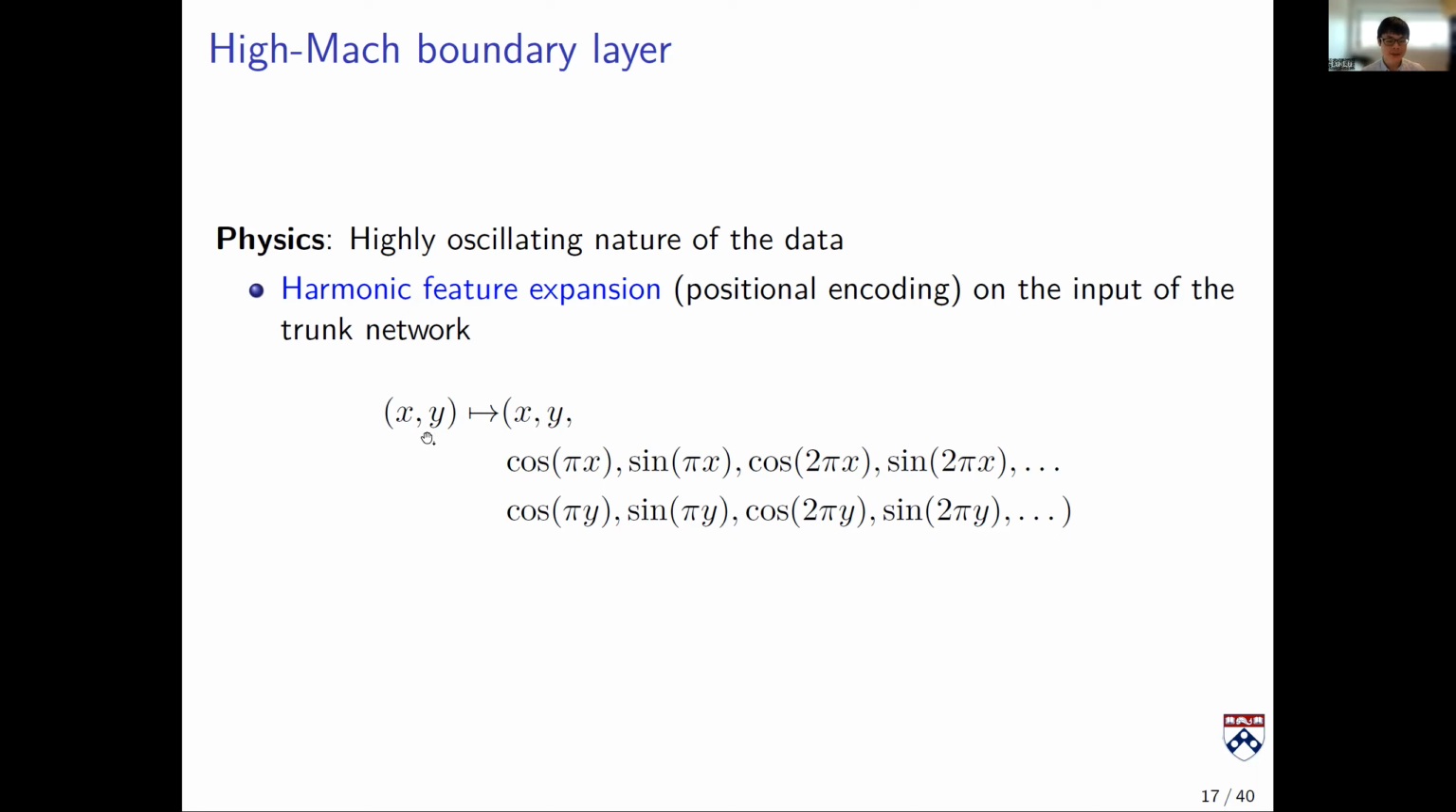Here, in addition to using x and y as network input, we also augment or incorporate the cosine and sine functions of the locations. So we have cosine pi x, sine pi x, cosine 2 pi x, sine 2 pi x, cosine 4 pi x, 8 pi x, 16 pi x. So we have several of these Fourier features. These Fourier features can generate this highly oscillating pattern of the solution much more easily than if we only use x and y as input. So this will help accelerate the training of the network.